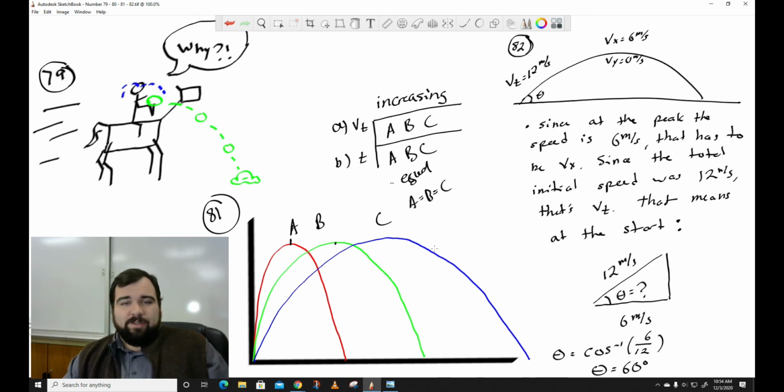If our minimum occurs at the peak, then that means Vx has to be the 6. So if Vx is 6 and Vi is 12, we can work through our trig functions to figure out the angle it's launched at. Our hypotenuse is the 12, our Vx, our adjacent side, is 6. We can go ahead and use the inverse cosine function to get our angle, which comes out to be 60 degrees.